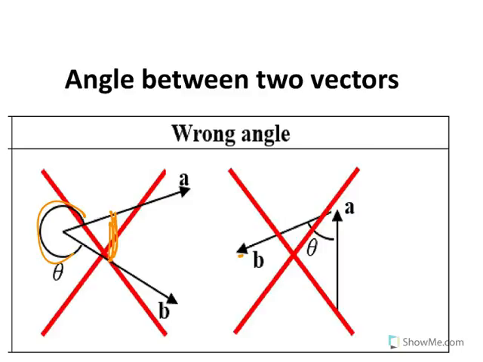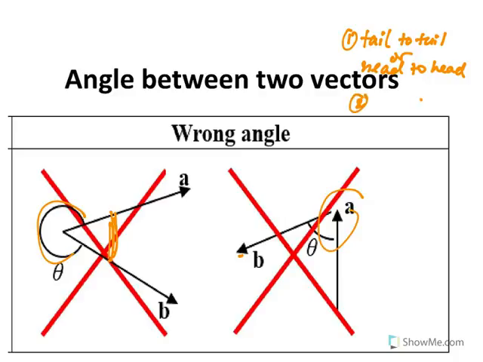Number one, it is always tail to tail. Tail to head is wrong. So remember, it has to be tail to tail or head to head. This is how you measure the angle. Number two, the angle is between 0 and 180 degrees.